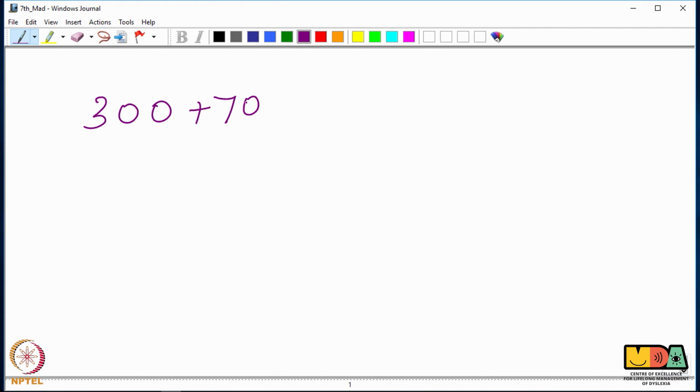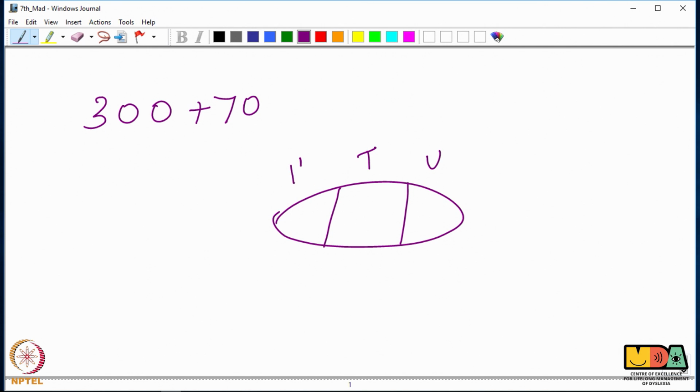Here we have left the units column, we have not given any number in the units column. It is 300 plus 70. Again, let us draw a tiny caterpillar. Mark the sections, name them, and start filling it from the last. What will happen to the 7? It will jump inside the section or the house.